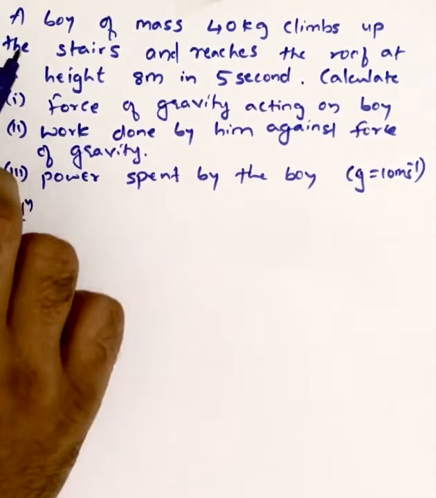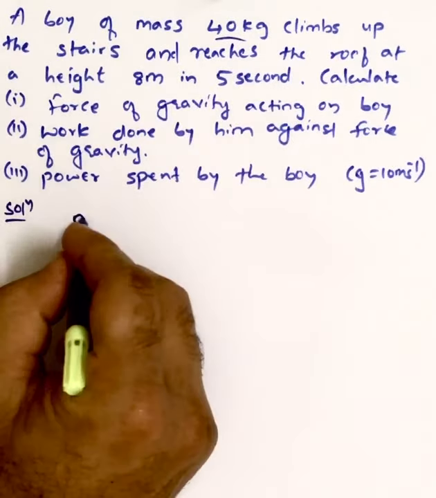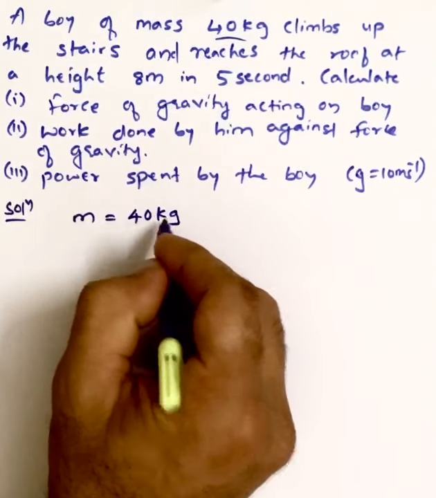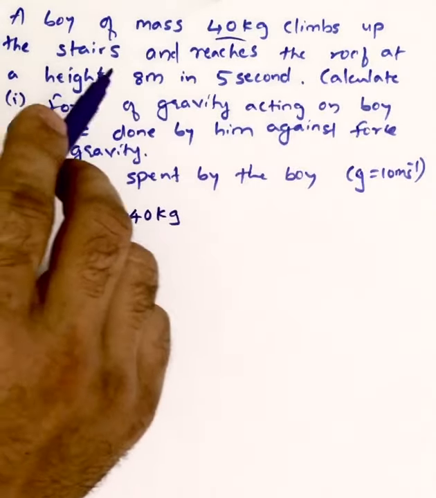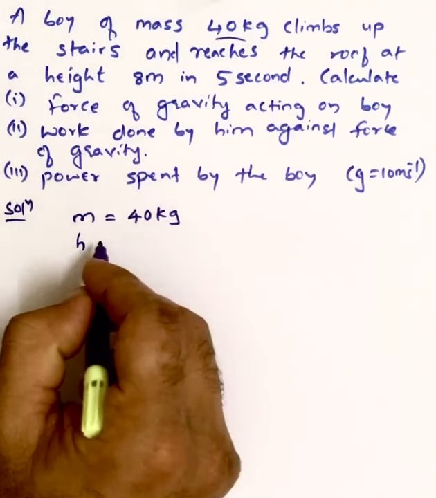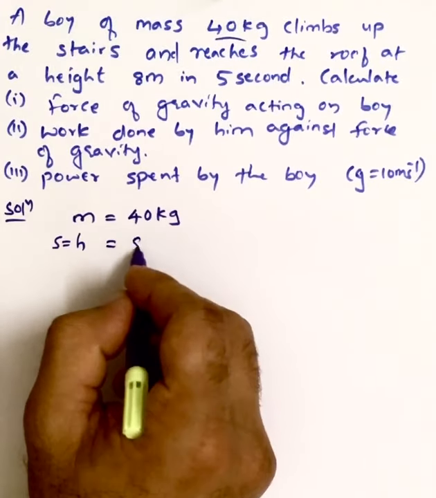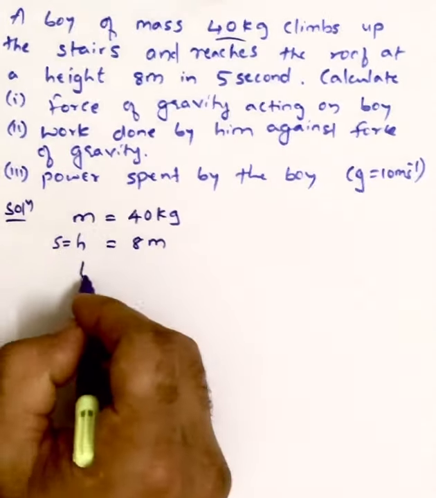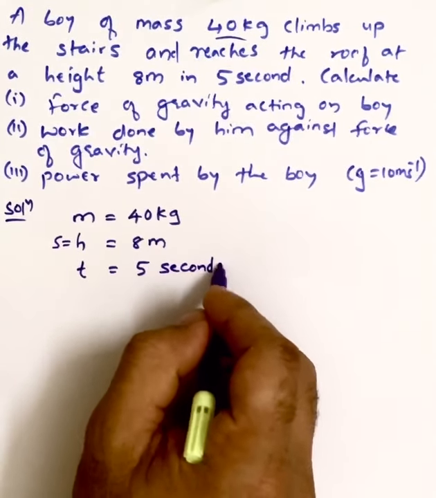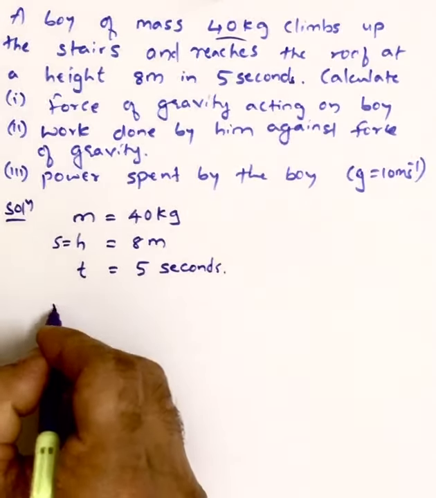They have given a boy of mass 40 kg. So, this 40 kg is nothing but mass. He climbs up the stairs and reaches the roof at a height of 8 meters. So, height is nothing but the displacement, which is equal to 8 meters. Then time is equal to 5 seconds.